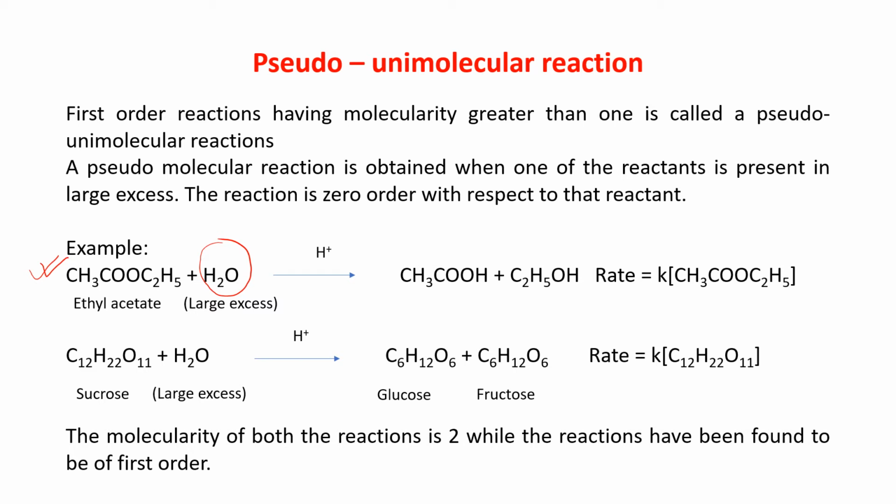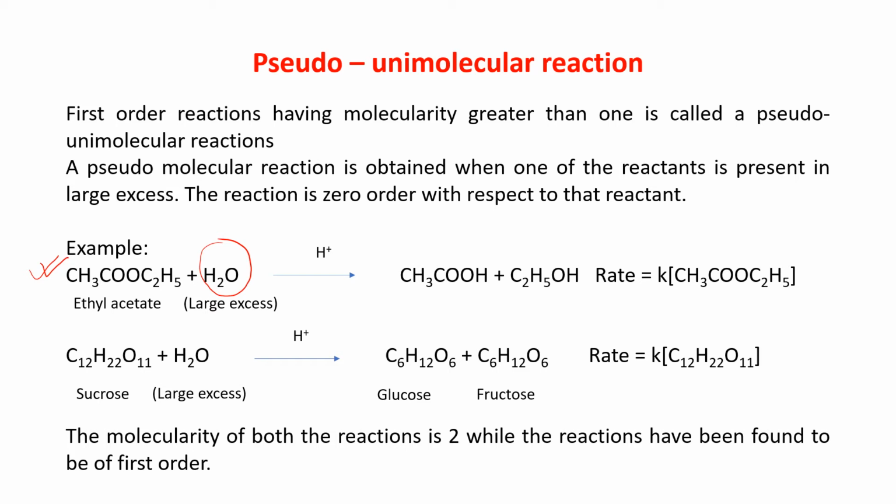Next, sucrose plus H2O. Here also H2O is present in large excess. It gives you glucose and fructose, but the rate is determined by K times the concentration of sucrose. We are not taking H2O into consideration. That means this is also a first order reaction.